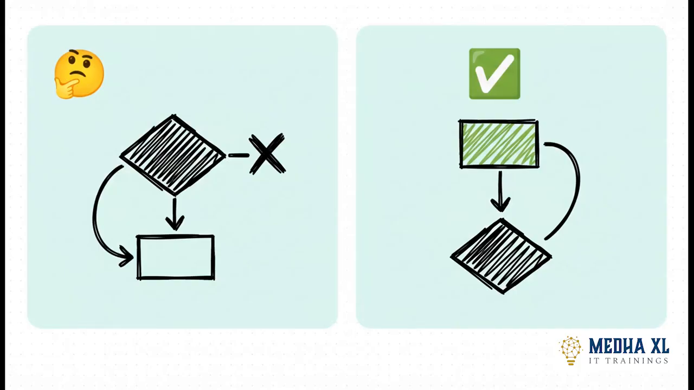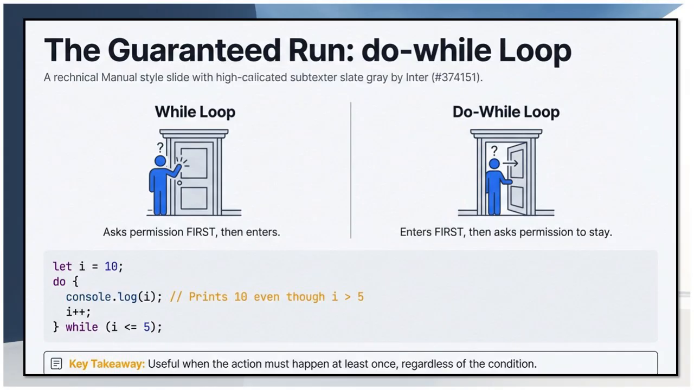Now, the while loop has a slightly different cousin called the do-while loop, and this is a really key difference. A regular while loop checks the condition before it does anything. So if the condition is false from the start, the code inside never runs. But a do-while loop? It runs the code once, no matter what, and then it checks the condition. This guarantees it always runs at least one time.